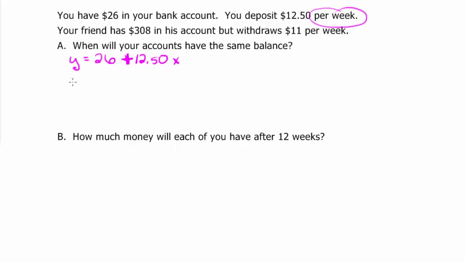And then your friend, they have $308, but your friend does not have a job and they keep spending money. So they're taking out $11 per week. Okay? So the question is, when will your accounts have the same balance? So when are they equal to each other?